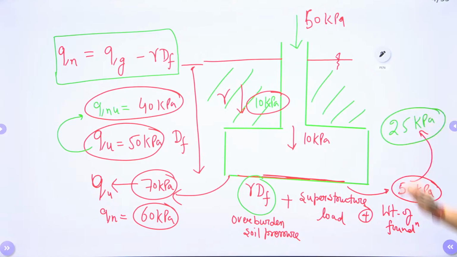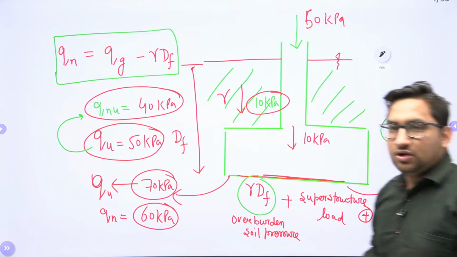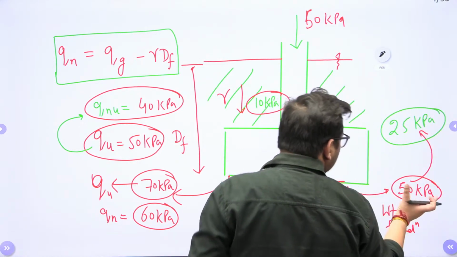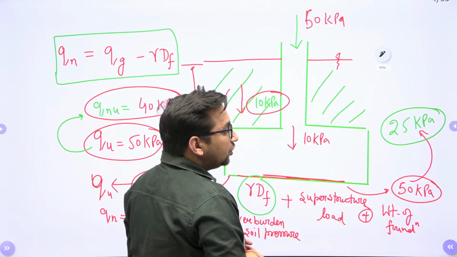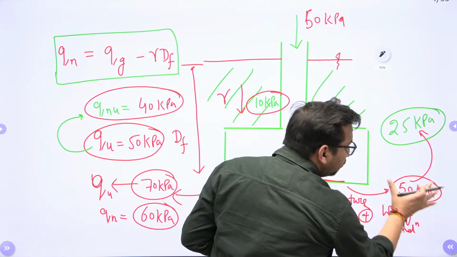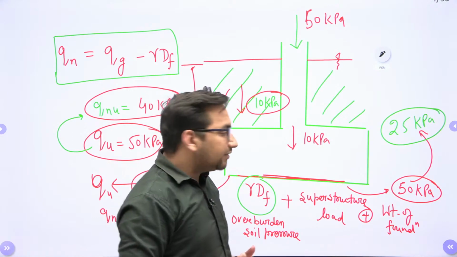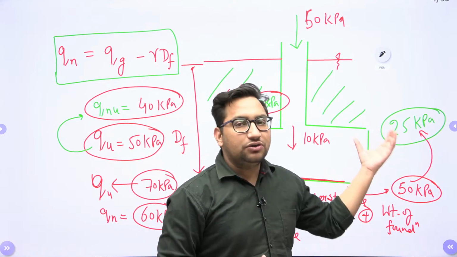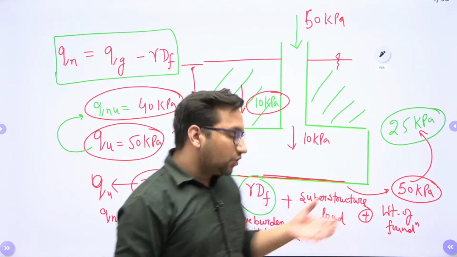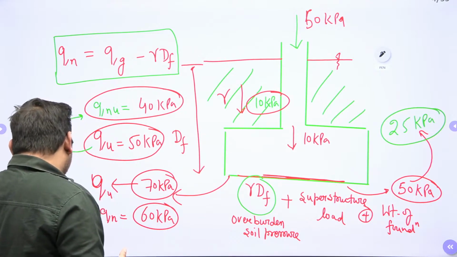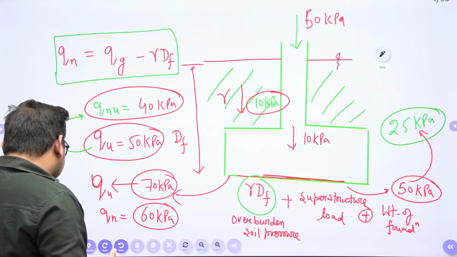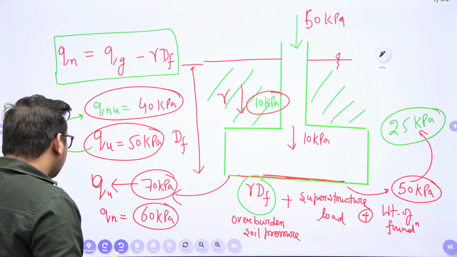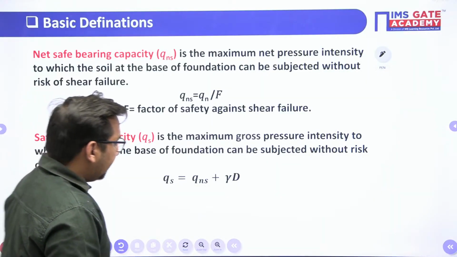You have assumed that this particular foundation can only take 25 kilopascal, whereas its ultimate bearing capacity was 50. It means you have applied a factor of safety of 2 on this particular value. Clear? So, if we apply the factor of safety on these pressure values, we get the safe bearing capacity value.